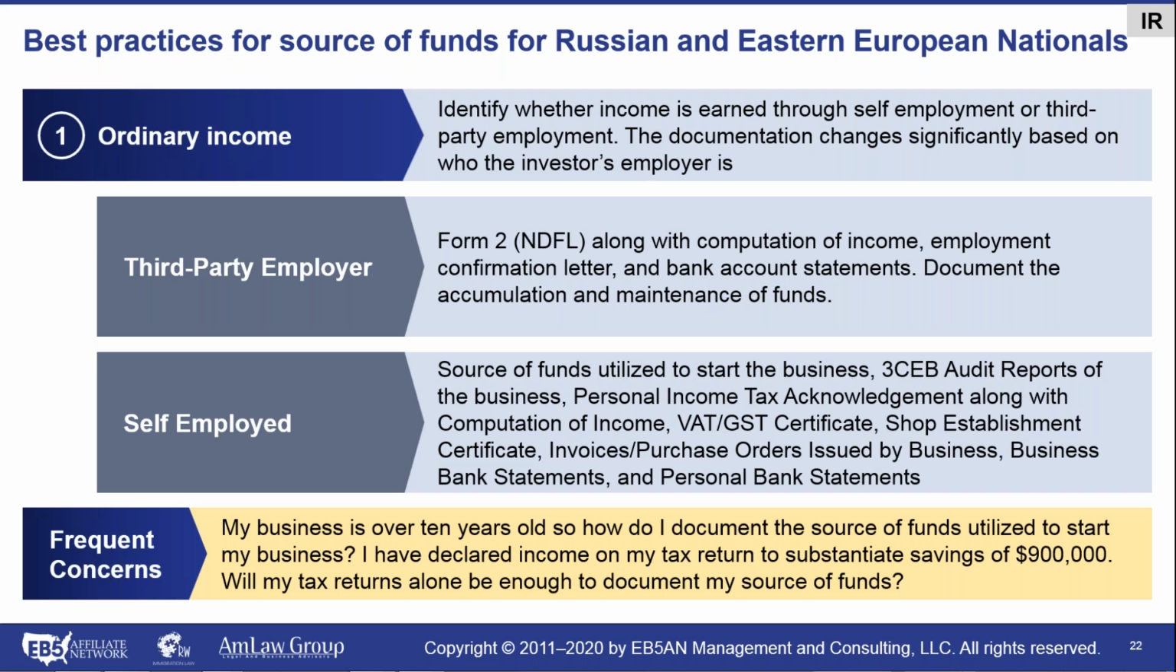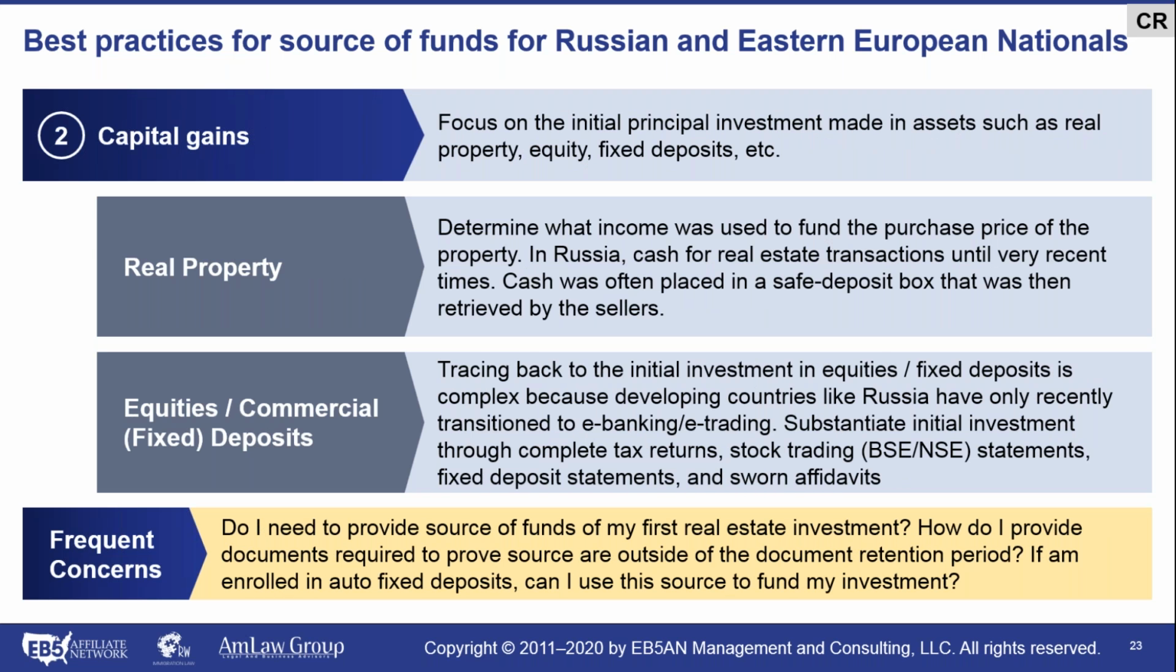Great, great. All right, we'll shift over and talk about capital gains, and then gifts, and then loans, and then we'll walk through a real life example. Okay. With capital gains, what income was used to fund the purchase price of the property?